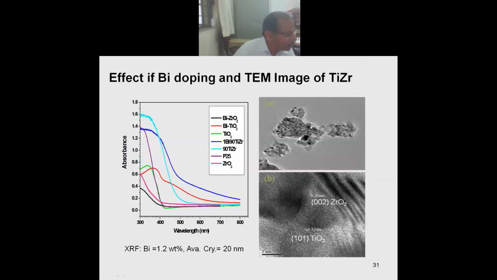Now this is the TEM image, which shows an irregular shape, and this is the HRTEM, which shows the interplanar distance, the lattice fringes of ZrO2. This is a 0.026 nanometer lattice fringe, the interplanar distance for the 002 plane, and for TiO2 the 1002 plane, this is 0.33 nanometer, that is the interplanar spacing.